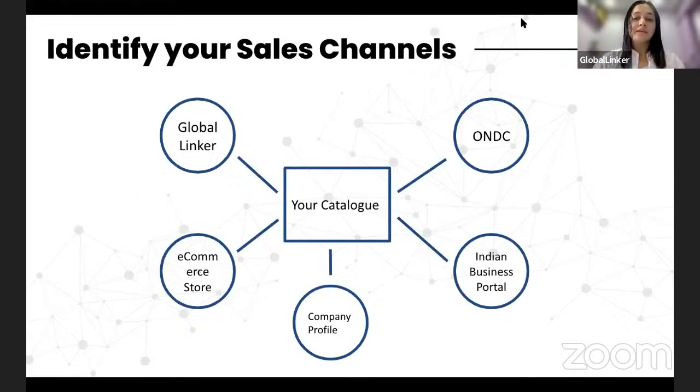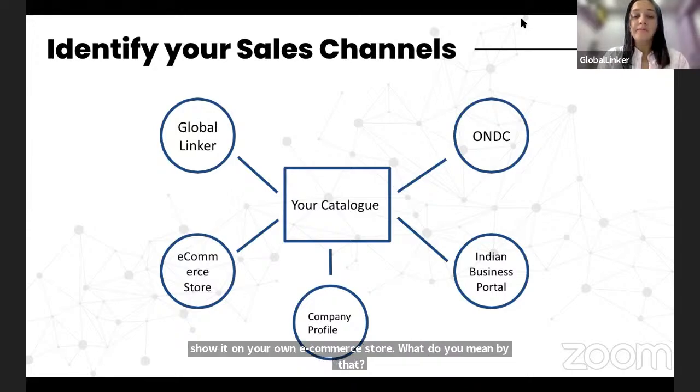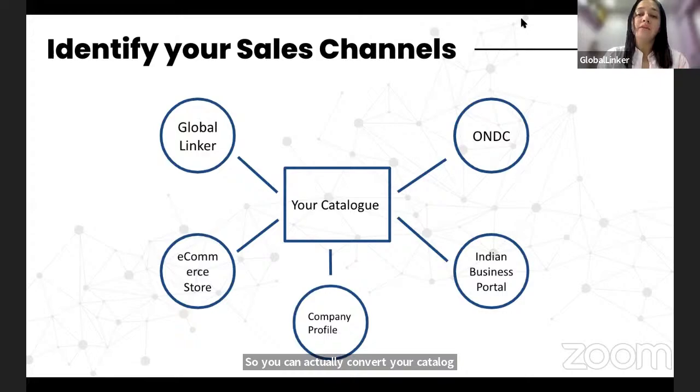But yeah, you can show your catalog on the Global Linker profile, which I just showed you already. So we've already covered that. The second is you can show it on your own e-commerce store. What do you mean by that? So you can actually convert your catalog and build an e-commerce store, and your products will start showing in your own e-commerce store, which you can manage yourself.